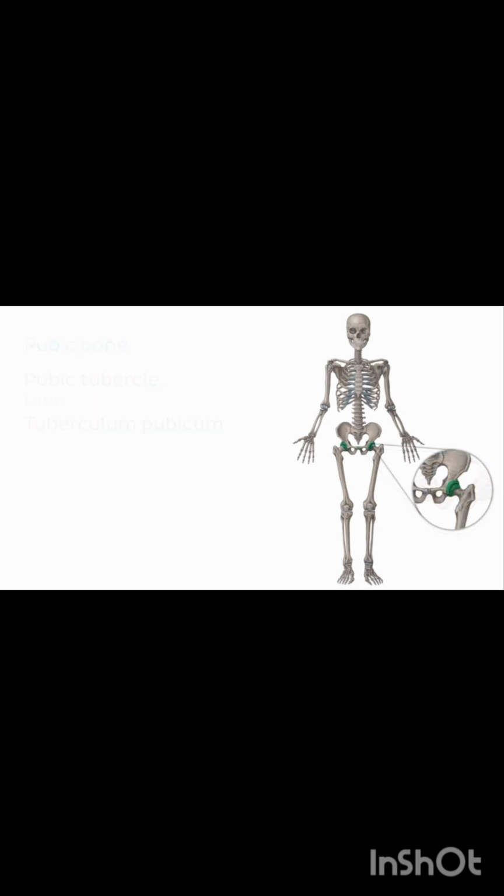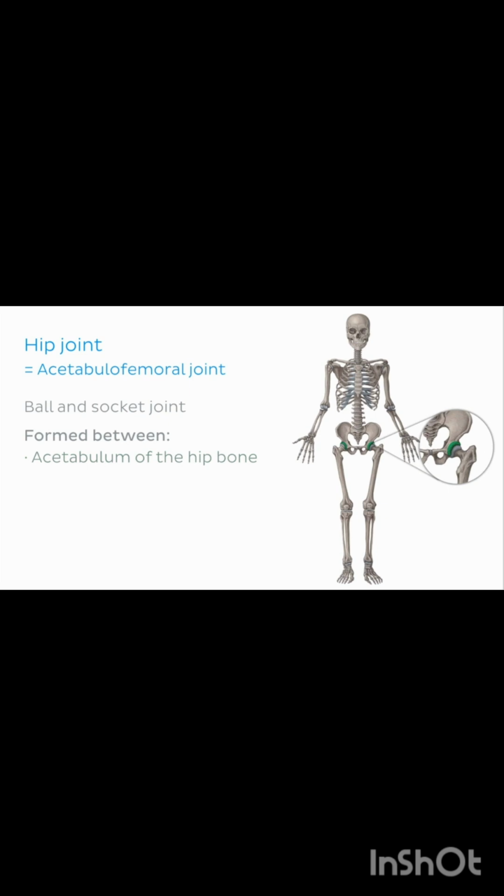Before we move on to the bones of the lower limb, let's first look at the joint which connects the pelvis to the lower limb, and that is the hip joint. This joint is also known as the acetabulofemoral joint. The hip joint is a ball and socket joint formed between the acetabulum of the hip bone and the head of the femur, which is why we call it the acetabulofemoral joint.